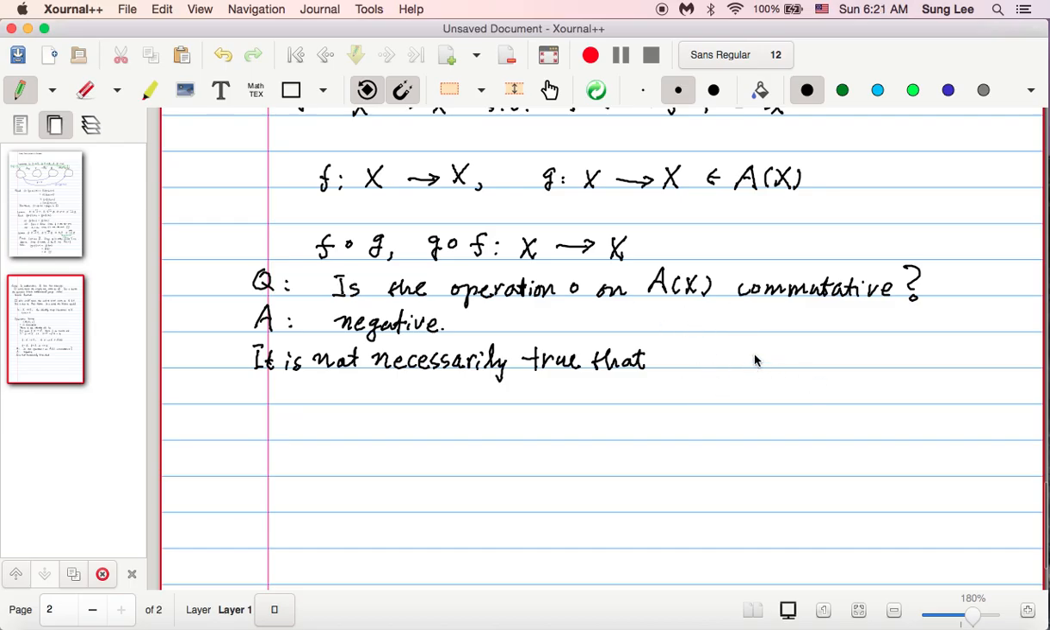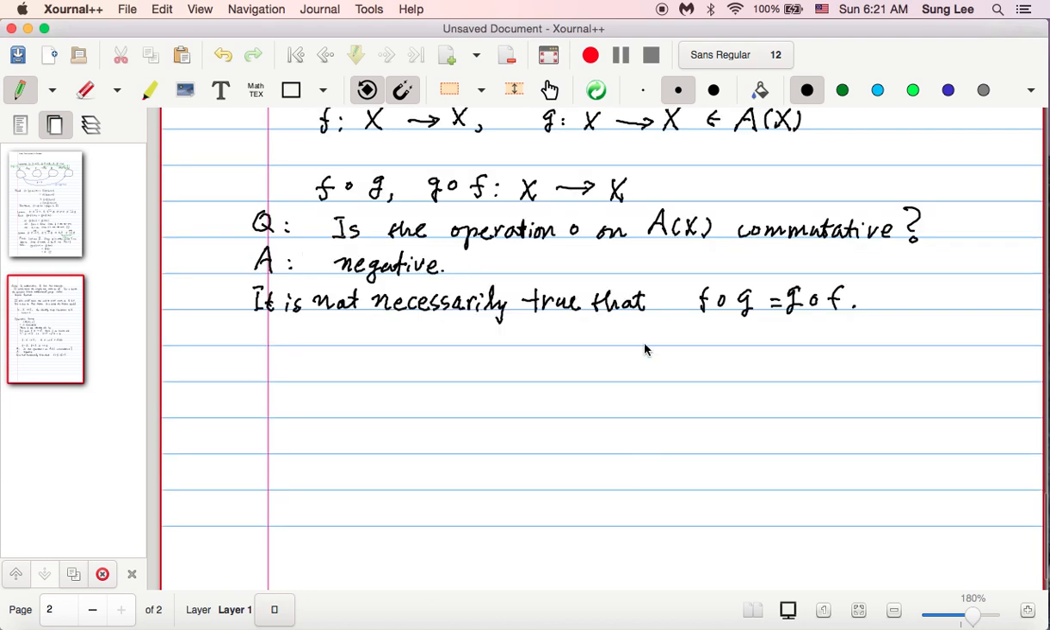you know, even in this case, f followed by g is the same as g followed by f. Okay, so let me give you a counterexample to this. Here is an example.